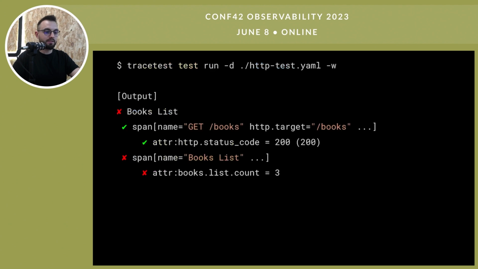So if I do run the test itself, I'm going to get an error. I'm going to see, yep, the status code is 200. That's fine, but I'm not seeing any traces for my books list count. I don't have any span that correlates with that. So this test will fail. So we're still keeping the TDD process.